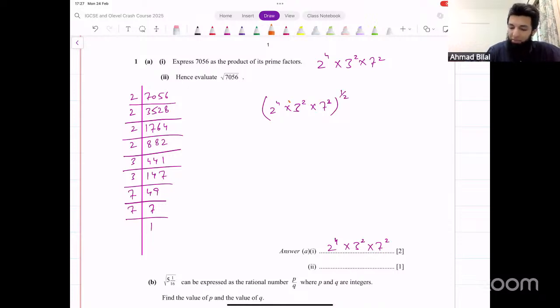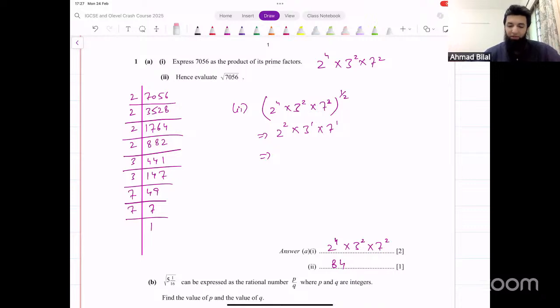Now, these are multiplying, so we can use indices rules here, right? This power can come inside and get multiplied with each of these powers. So this becomes the second part, 2 raised to power 2 times 3 raised to power 1 times 7 raised to power 1. You can evaluate this and see what this is. 4 times 21, and that will be 84. This is 84. That's the square root of 7056. Once you've done the prime factorization, you can use that to find square roots and sometimes cube roots as well.